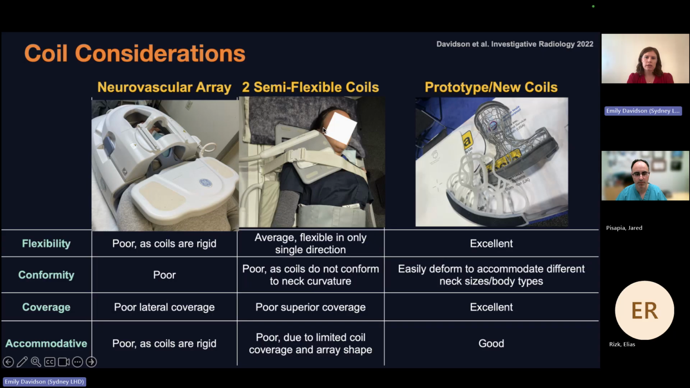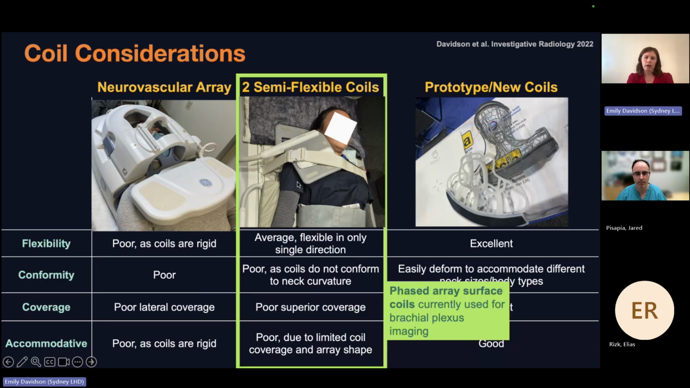This is a current setup that I use at Castlereagh as well as at my public institution at RPA. We use these semi-flexible coils. They're only flexible in one direction, and we position them as close as we can to the neck, and we have to strap the patients in. But these are the coils that are typically used by, say, a musculoskeletal radiologist when you're assessing, say, the elbow or the hand. So we're using different coils here to image.